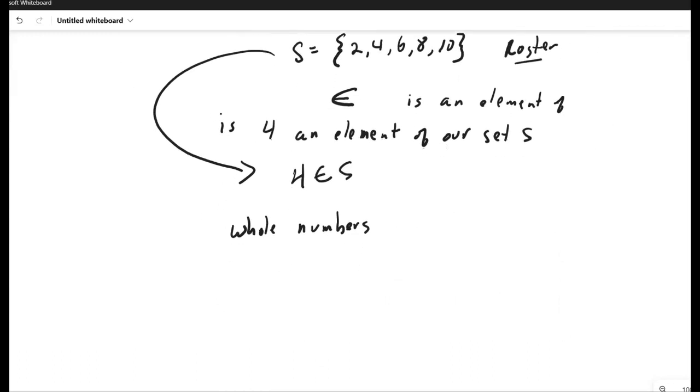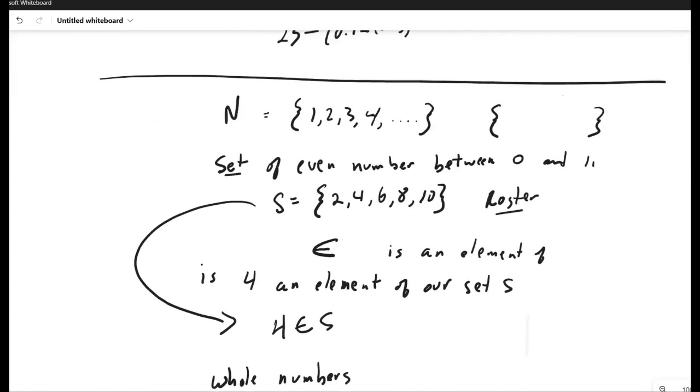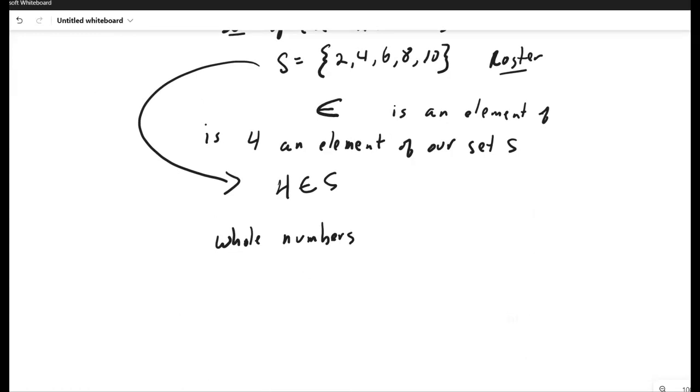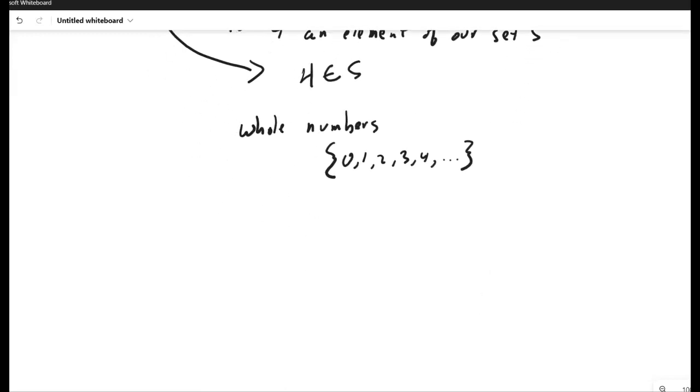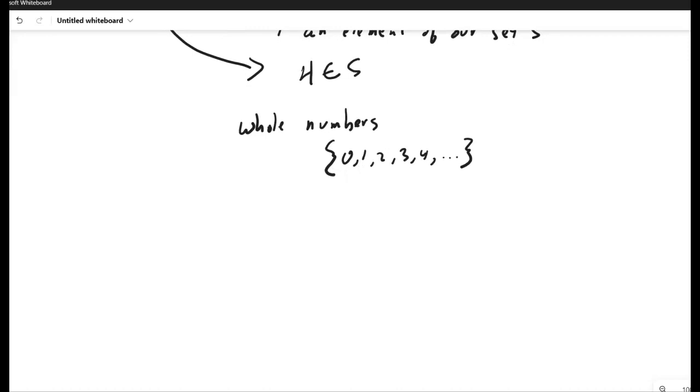The set of whole numbers contains the same as the set of natural numbers, but they contain 0. 0, 1, 2, 3, 4, and so on. That means keep on going all the way up to infinity. So natural numbers are 1, 2, 3, 4, the so-called counting numbers. Whole numbers contain 0.